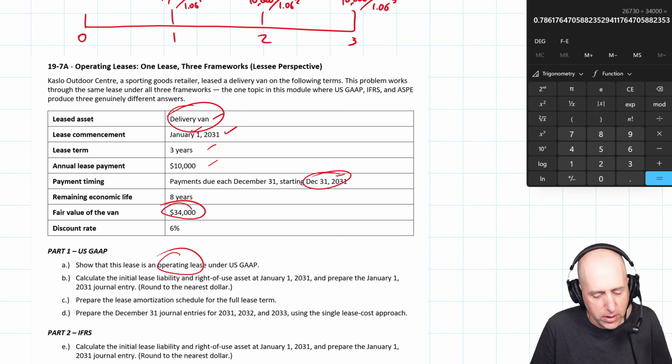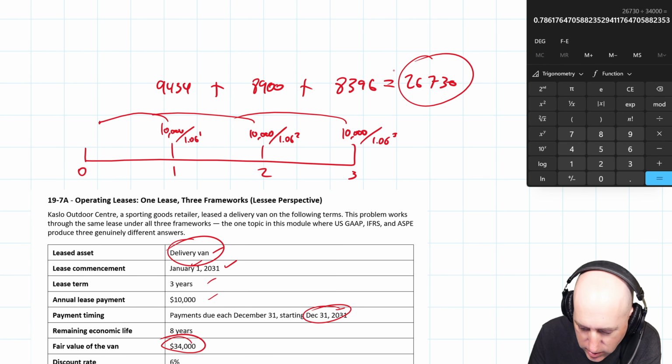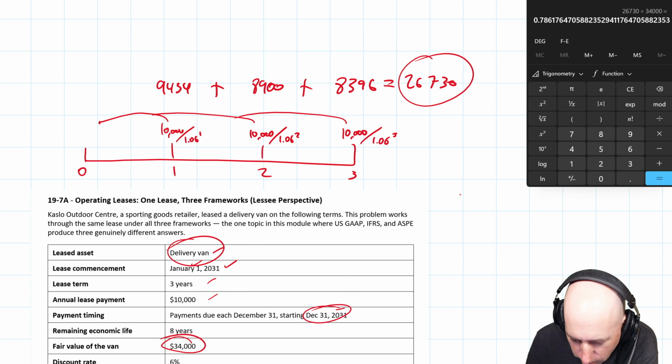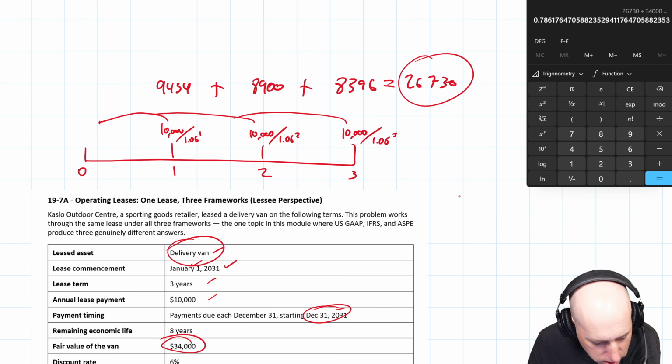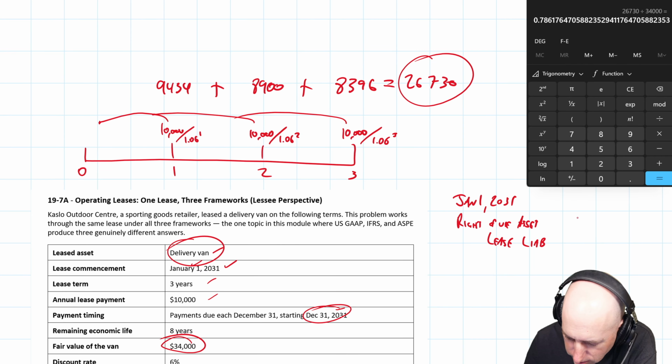It says calculate the initial lease liability and right of use asset and do the journal entry. Okay, well, we have the values here. The journal entry is pretty simple, and it's very similar to what we would have done in previous questions. On January 1, 2031, we're going to debit right of use asset, and we're going to credit lease liability for 26,730. Easy for me to write. 730.